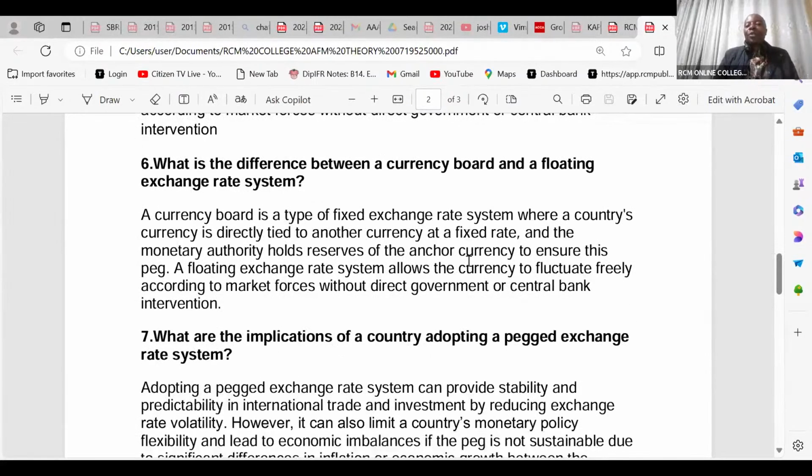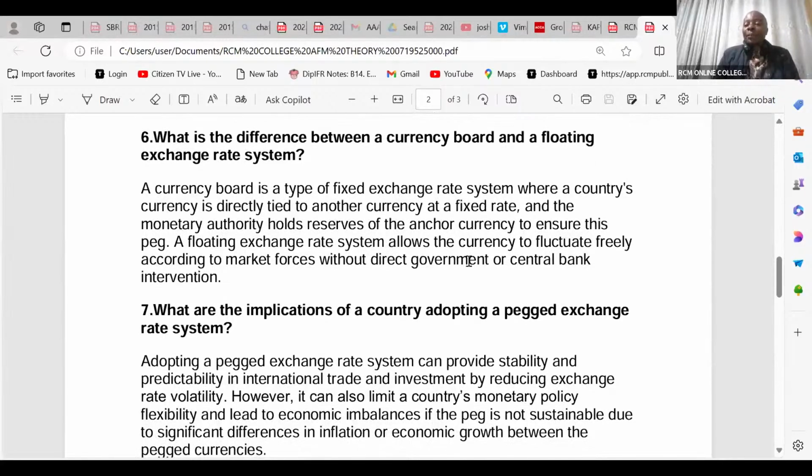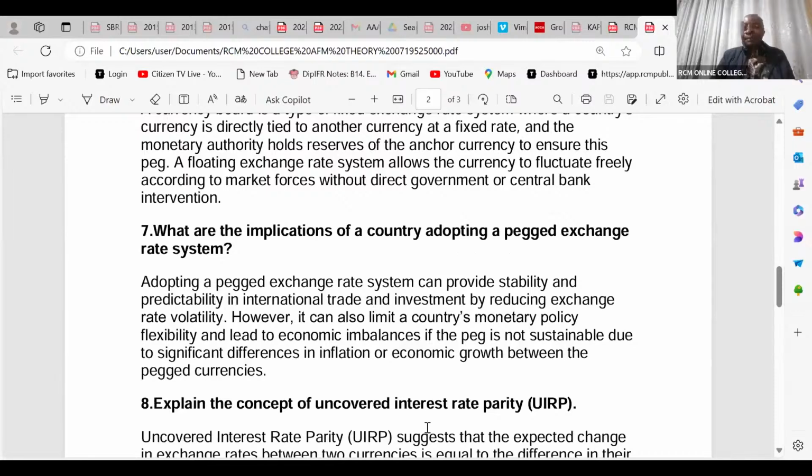So what are the implications of a country adopting a fixed exchange rate, a currency board exchange rate, or a peg, where you just peg to another currency and then fix it? Adopting a pegged exchange rate system can provide stability and predictability in international trade and investment by reducing exchange rate volatility. However, it can also limit a country's monetary policy flexibility and lead to economic imbalances if the peg is not sustainable due to significant differences in inflation or economic growth between the pegged currencies.